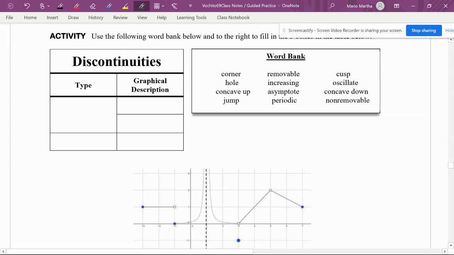All right, so the 2 types of discontinuities would be the non-removable and the removable discontinuity. And then what do you think would be the graphical description for the non-removable discontinuity? So again, check the boxes. In this case, it is when we have a jump. And the other non-removable discontinuity is when we have an asymptote.